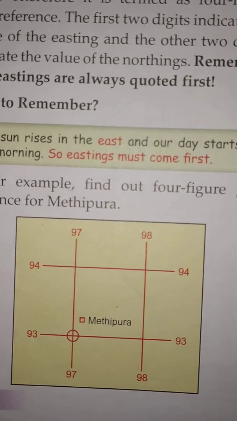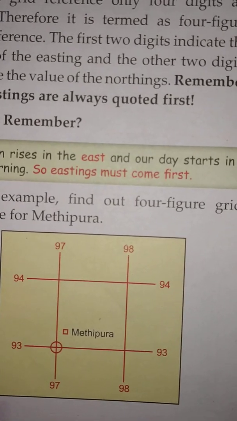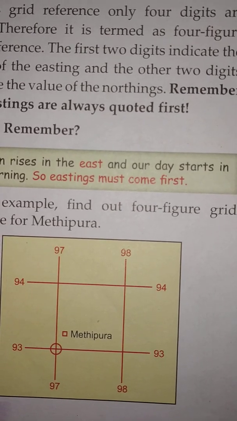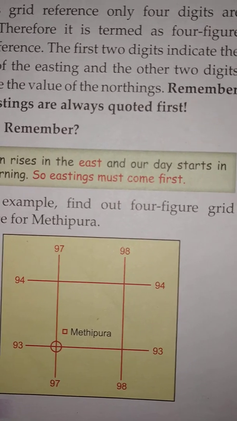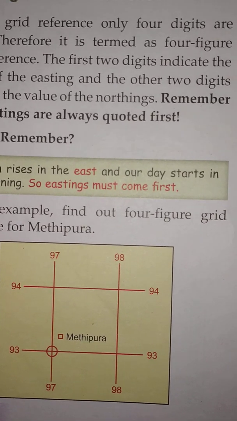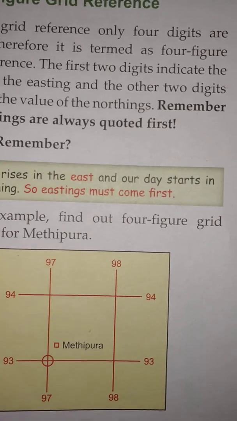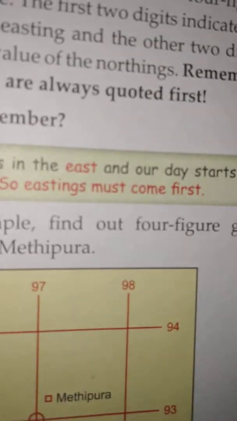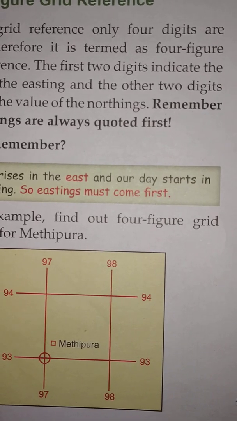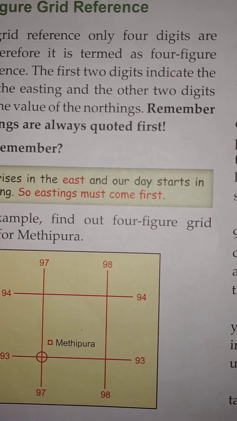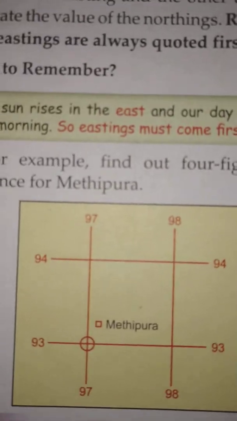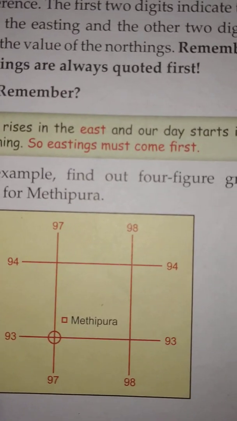As I have already told you, the vertical lines are eastings and the horizontal lines are called northings. So whenever we have to give a 4-figure grid reference, first we write the value of easting and then we write the value of northing. Alright, first easting and then northing. Now see this figure. Can you see this figure?